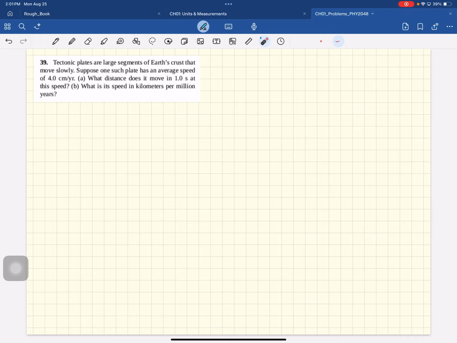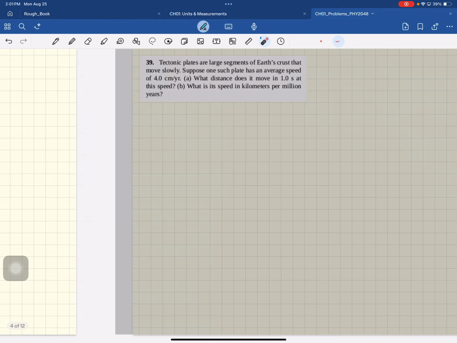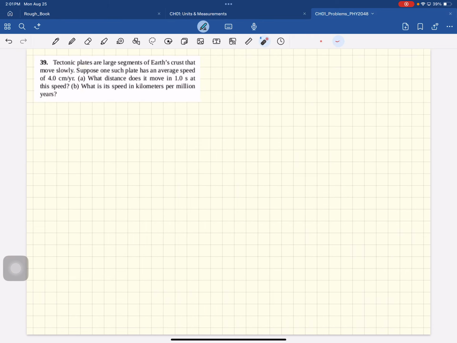All right, so we'll convert it into interesting numbers. It's blank on the screen. So we learned a trick now. For some reason it hangs up, and you make a change and it catches back. Suppose one plate has an average speed of 4 centimeters per year. 5 centimeters is 2 inches. What distance does it move in 1 second?